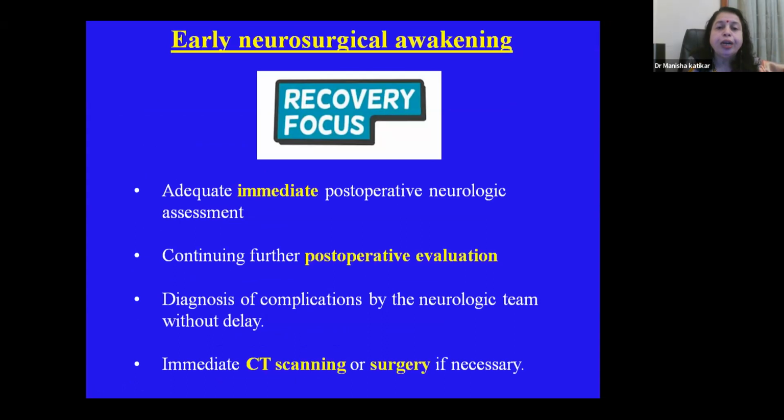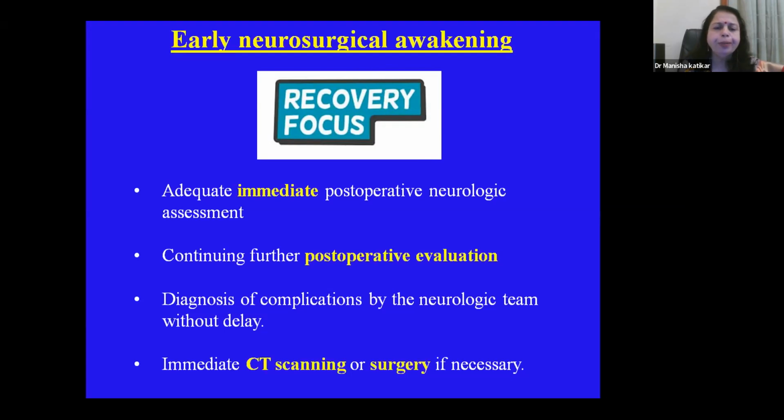So why should you have a good recovery? This is because you will get time to assess the patient. The post-operative neurological assessment is very important. You will be able to assess the neurological status immediately after surgery. You will continue further evaluation in the post-operative period in the neurosurgical intensive care unit.